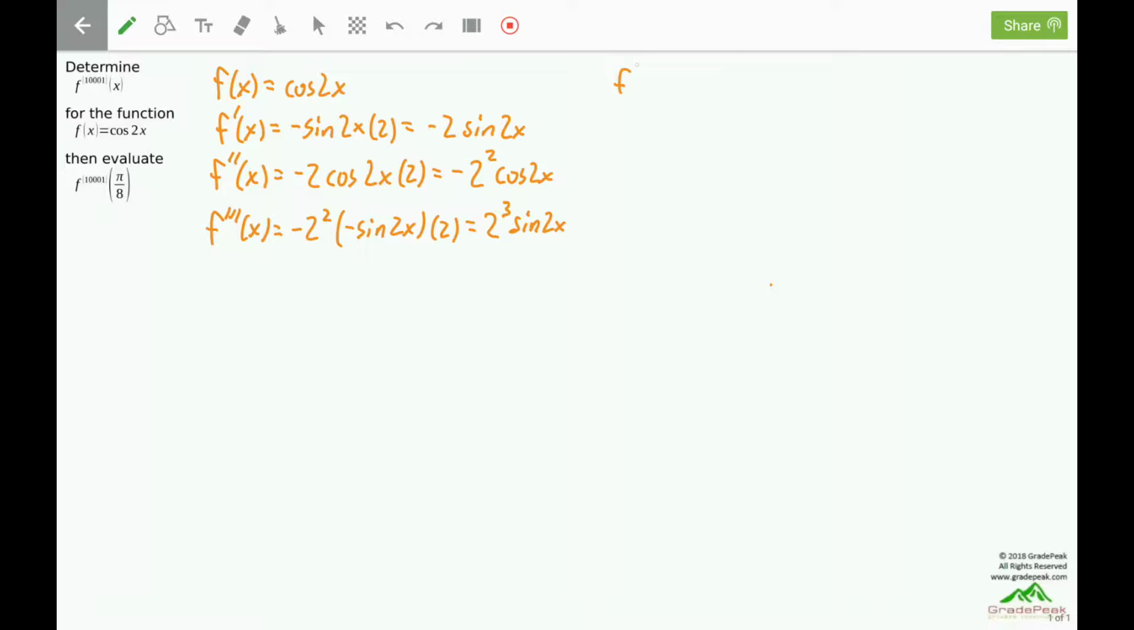The fourth derivative will be the 2 cubed comes along. The derivative of sine is cosine, leave the inside alone, but then multiply by the derivative of the inside to complete the chain rule. I can move that 2 out front with the other 2's, and I will have 2 to the 4th cosine 2x. So it's the fourth derivative that will return back to a positive cosine, just like the original function. But it has a 2 to the 4th in front of it, and we'll have to account for that.